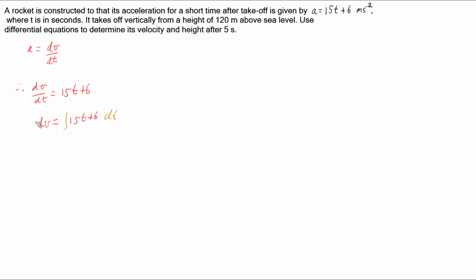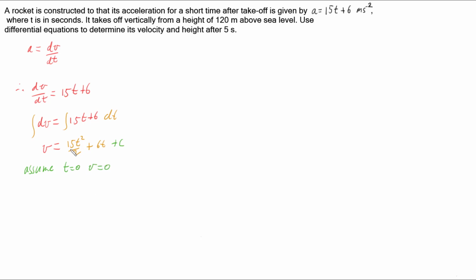dt and integrate. And so that gives us that v equals, well, the integral of 15t is 15t squared on 2 plus 6t, but we have this constant c. Before we move on, we need to work out what the constant c is. Now, we're not given any information about velocity in our question, so we're going to need to make an assumption. We're going to assume the rocket is not moving at the very beginning. When the time starts, we have no movement. So at t equals 0, our velocity equals 0.